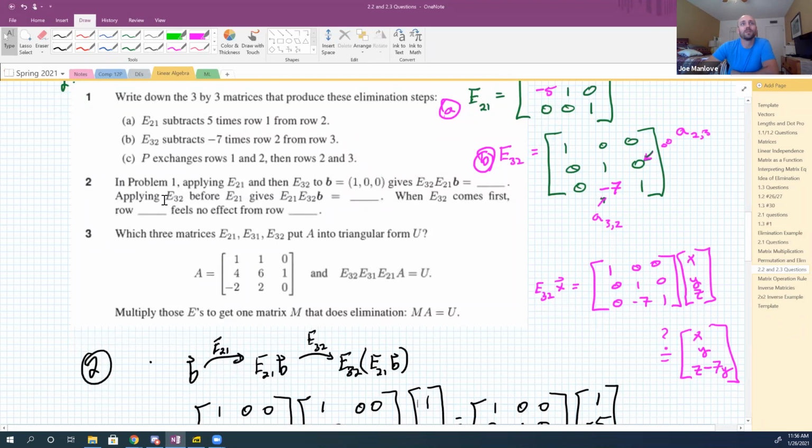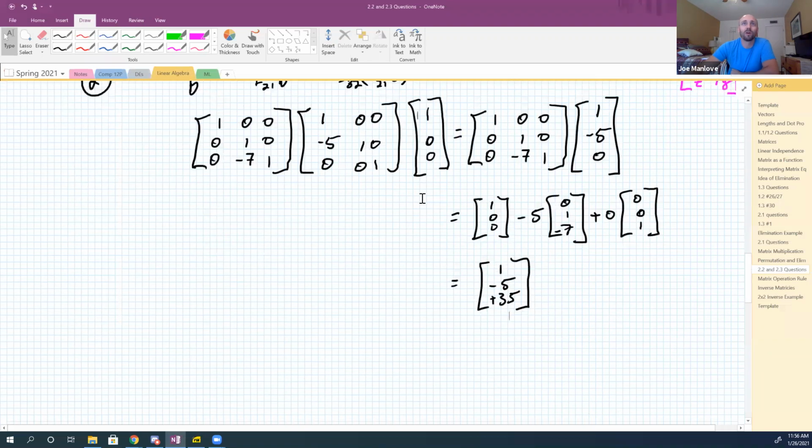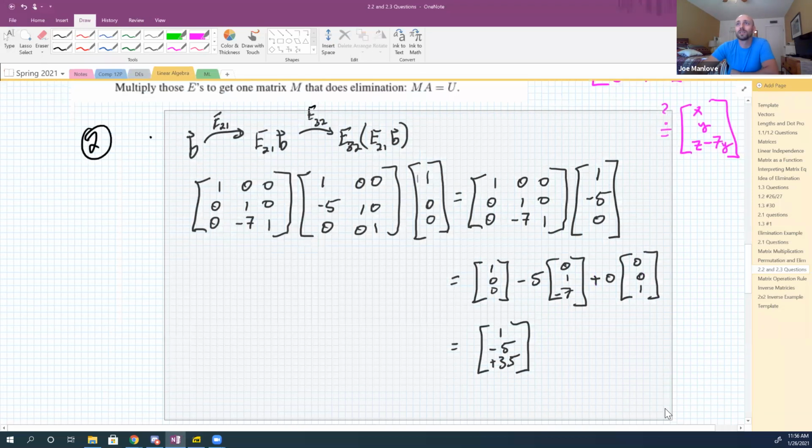All right, now they're asking about doing this in the other order, right? So if I do this in the other order, that's going to be essentially, I just need to pick all this stuff up.